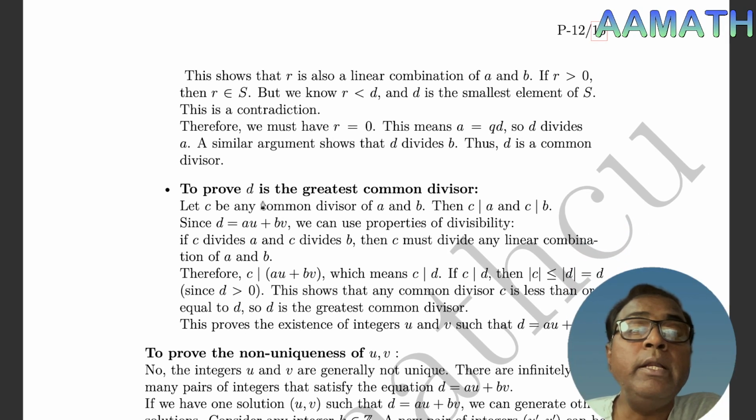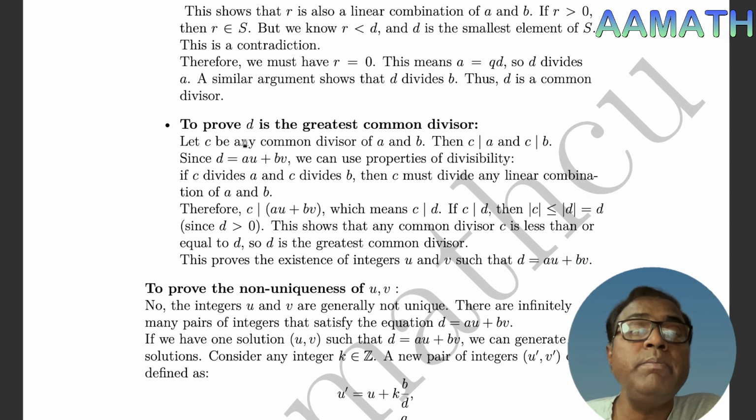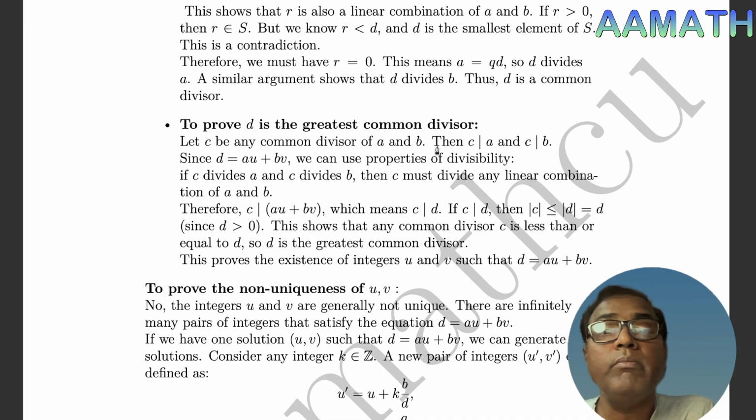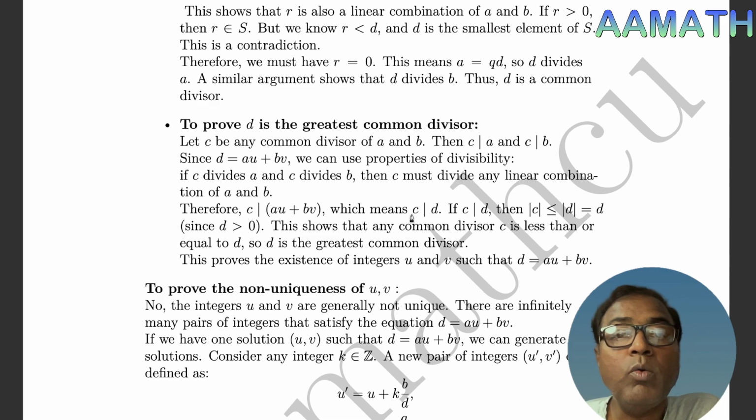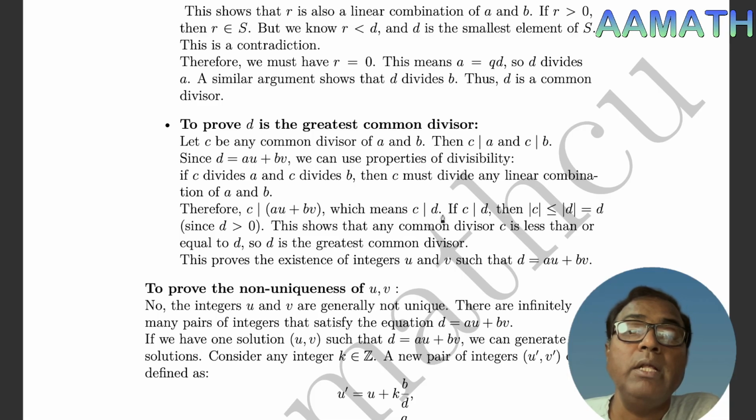Next we prove d is the greatest common divisor. Let c be any common divisor of a and b, then c divides a and c divides b. Since d equals au plus bv, we can use the properties of divisibility. If c divides a and c divides b, then c must divide any linear combination of a and b. Therefore, c divides au plus bv, which means that c divides d.